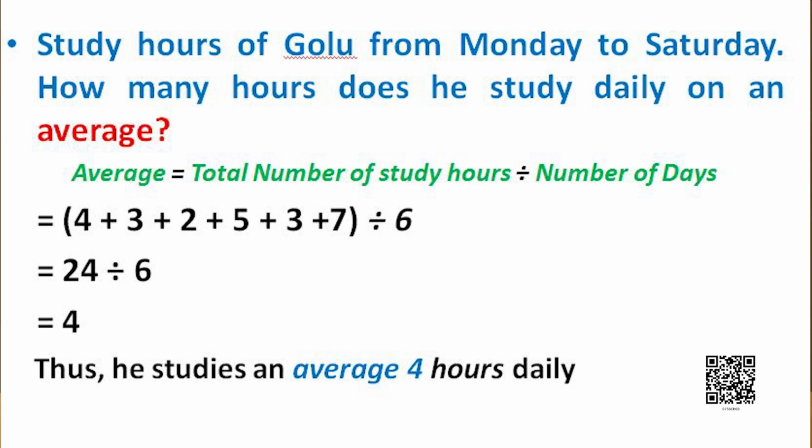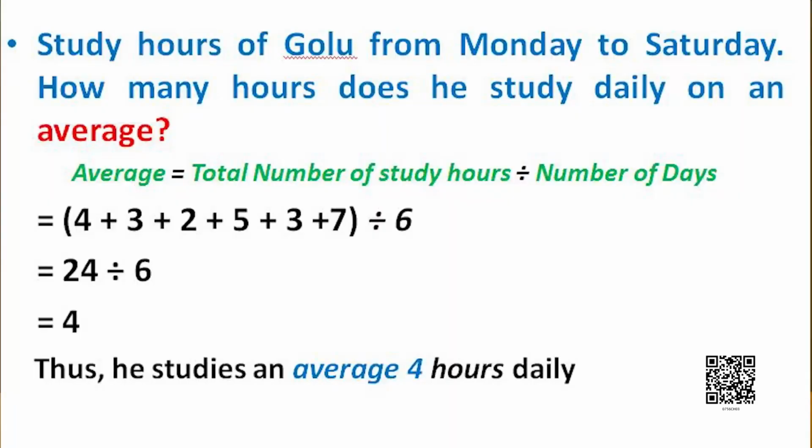So what do we find with this? We found that he studied a total of 24 hours, and the number of days was 6. So we divided 24 by 6. What do we get? Yes, you are right. We got the answer 4. So this 4 hours was our average, right? So 4 hours was the average of Golu's study hours throughout the week. In this way you can also find it out.